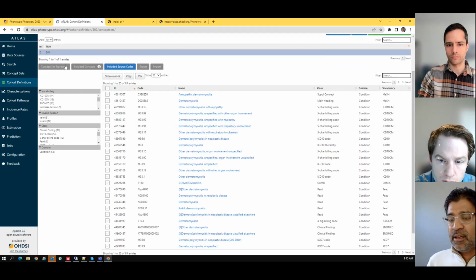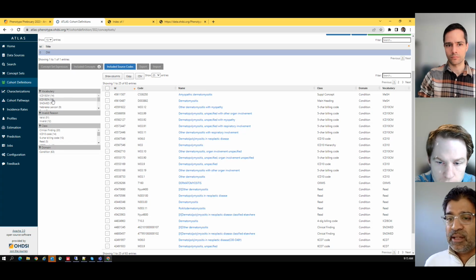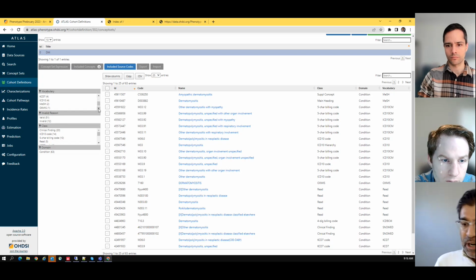So here's the expression. That's the standard codes in SNOMED format that's resolved, and those are the source codes that are mapped to the standard code. So that's where the ICD-10 codes and the CPT codes are, whatever gets mapped is here.